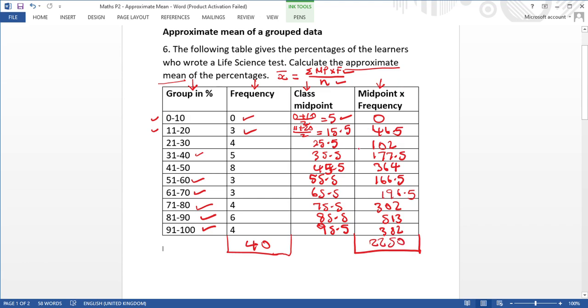So let's calculate the mean. The mean is equal to 2250 as a total divided by the sample size of 40. 2250 divided by 40 gives us 56. Remember the units: the groups are measured in percent, so you have to maintain the unit, which gives 56%. So that's how you calculate the approximate mean.